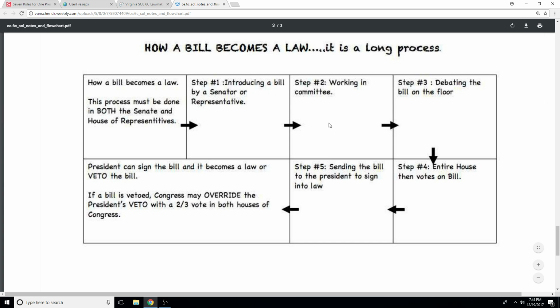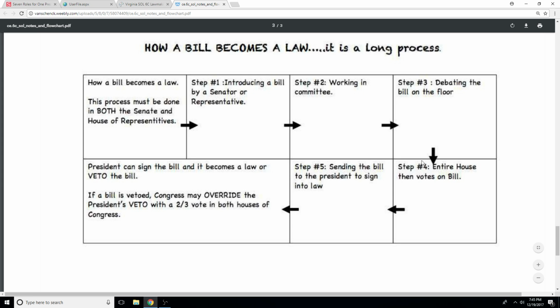So let's look at this, Jalen, since you want to go over it again anyway. You see how it says this process must be done in both the Senate and House of Representatives. I don't have the PowerPoint here on my home computer, but if you remember when I had the black background, we went over it in class. So again, we introduce the bill. Let's say it starts in the Senate. It goes to committee in the Senate, then it's debated on the floor of the Senate and voted on. The whole Senate votes on it.